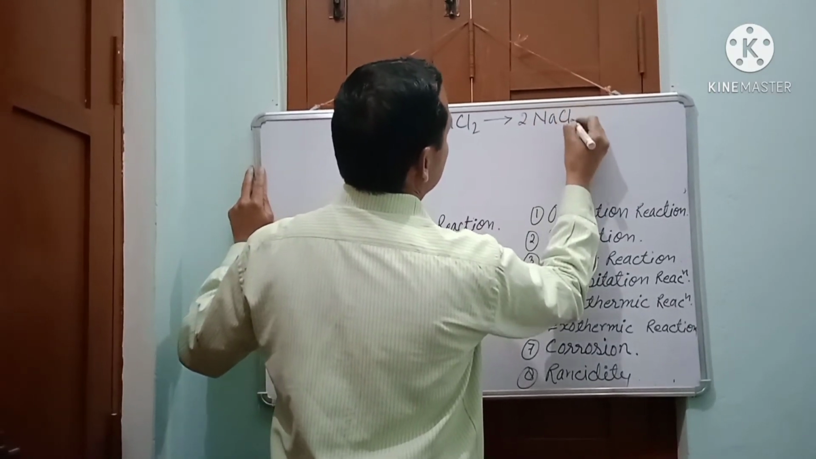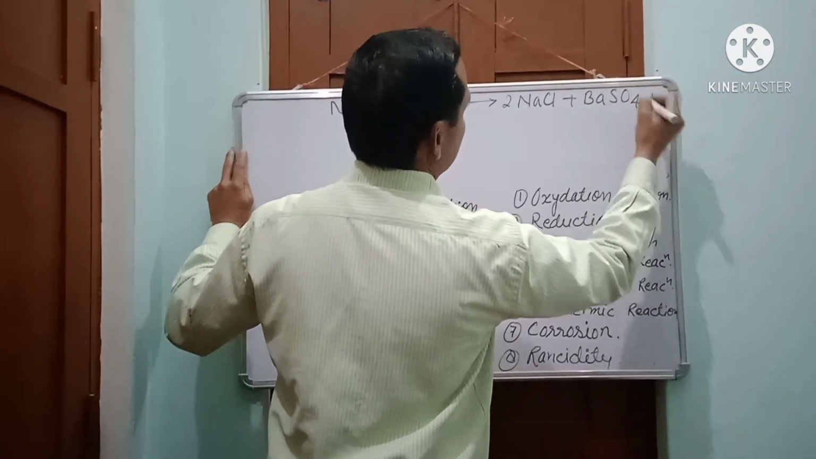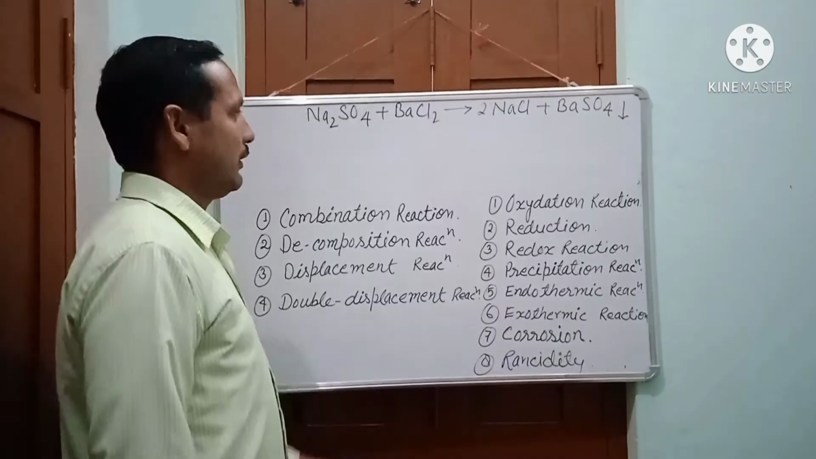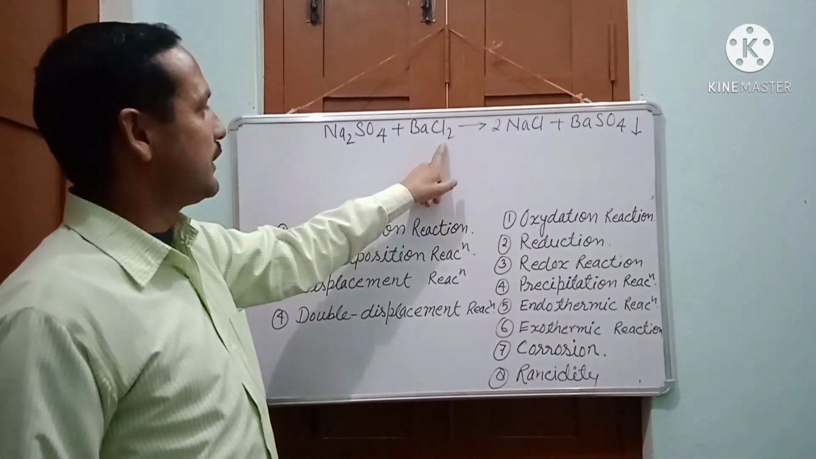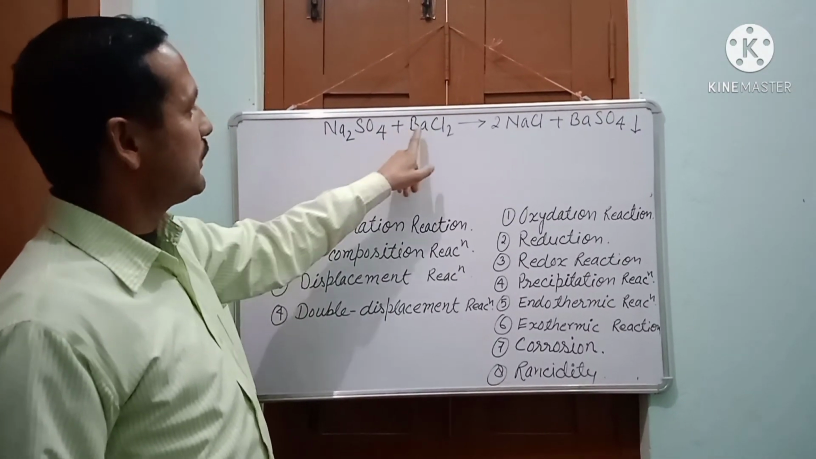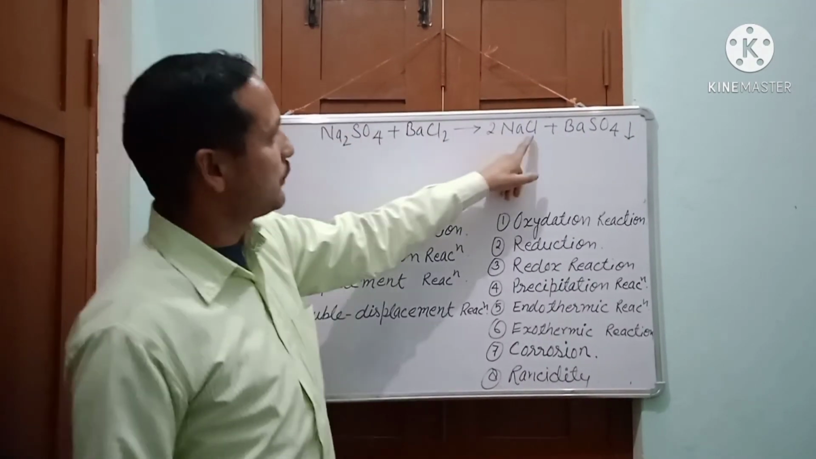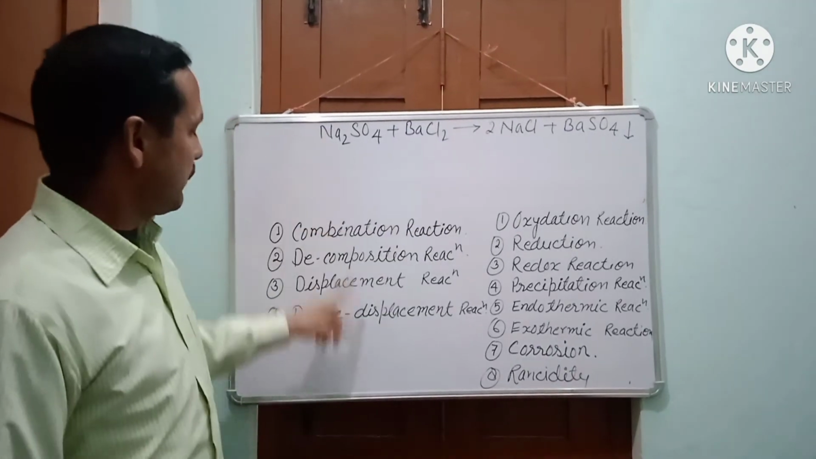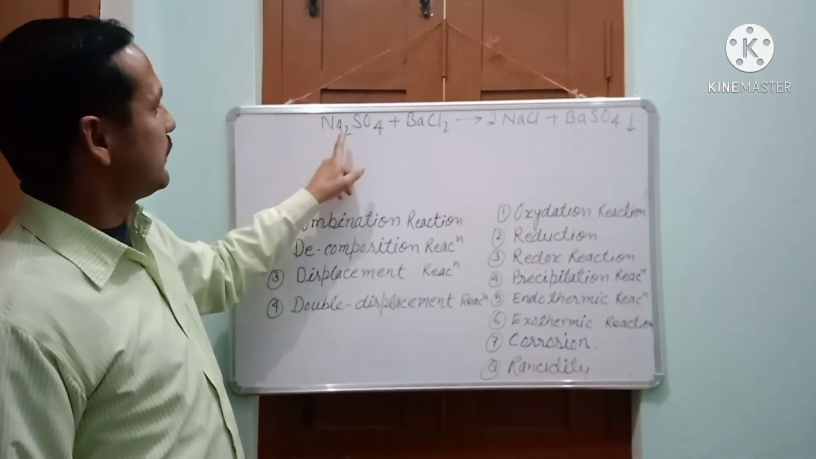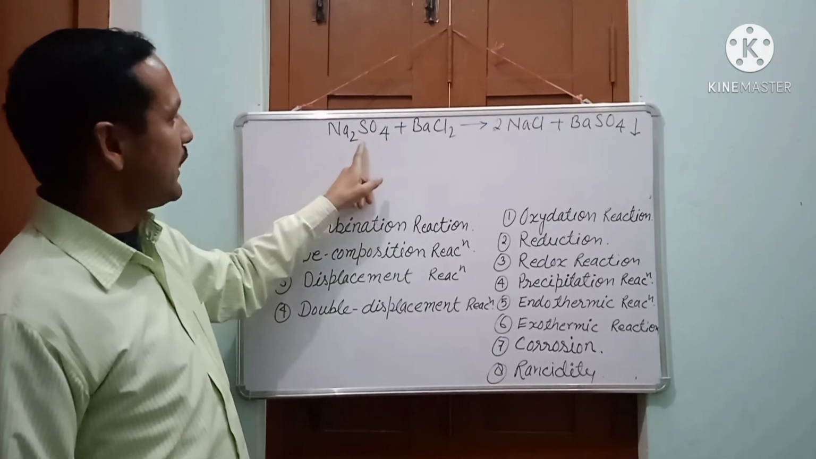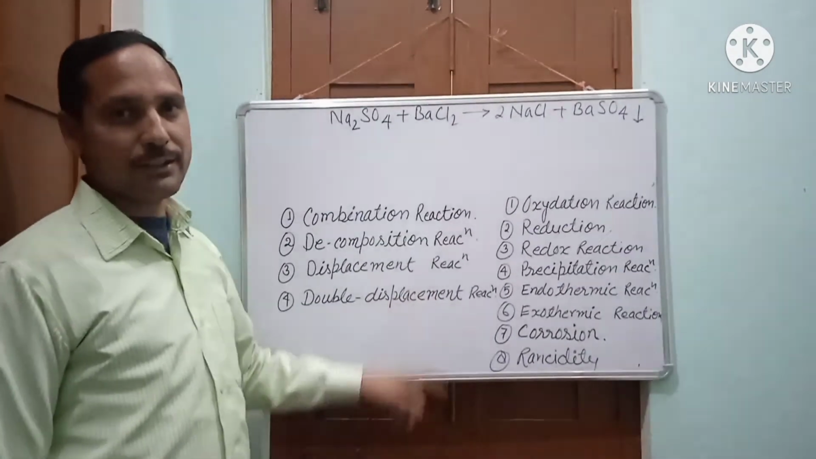2NaCl plus BaSO4. In this reaction, you can see that ions have been interchanged. That is, sulfate ion has gone with barium, and chlorine with sodium. So, the definition of double displacement reaction: any chemical reaction in which there is an exchange of ions between reactants is called double displacement reaction.